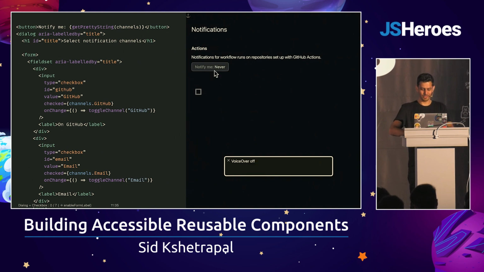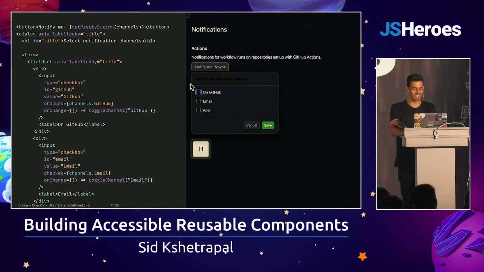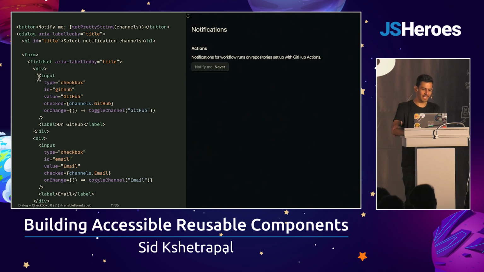This is not what a visual user sees. A visual user sees labels. And this is because we're not actually connecting the input and the label. So maybe you've seen this before. This is a pretty common, like this is the first thing I learned while exploring accessibility, that you connect your form labels. And so you have an ID here, you have a form label here, and that should do it.